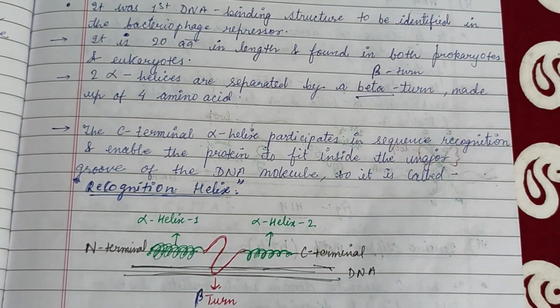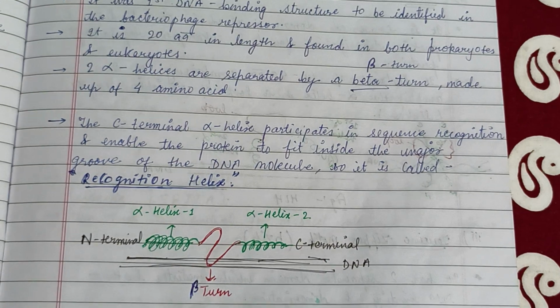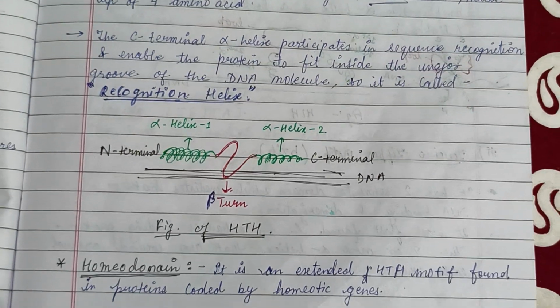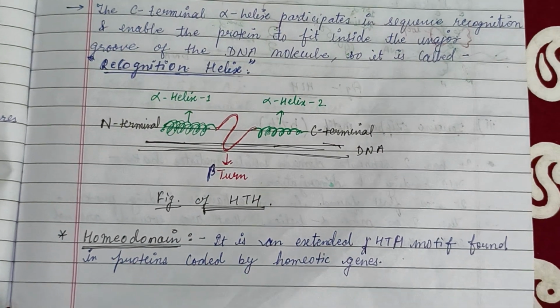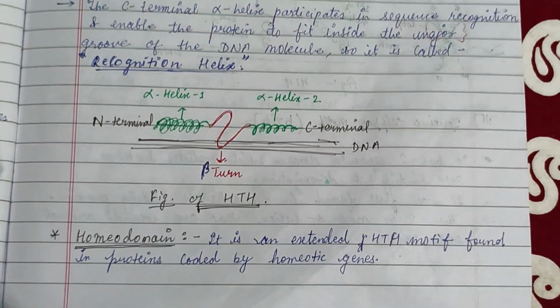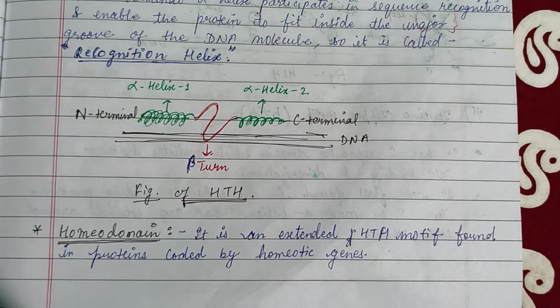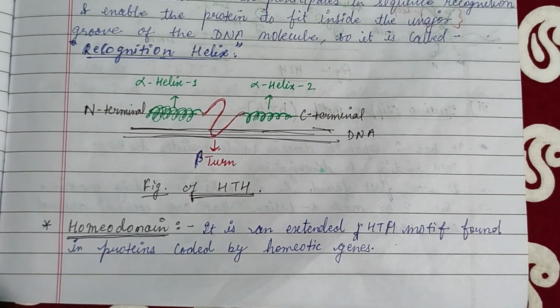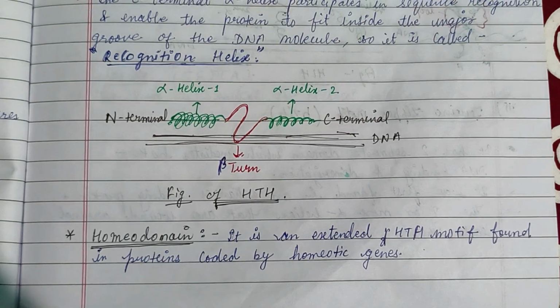So HTH was the first DNA binding structure to be identified, in the bacteriophage repressor. Two alpha helices are separated by a beta turn made of four amino acids. It is also called a recognition helix, and the figure is as follows. There is a term, homeodomain. It is an extended HTH motif found in proteins coded by homeotic genes.